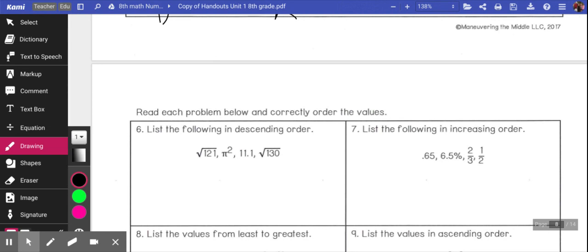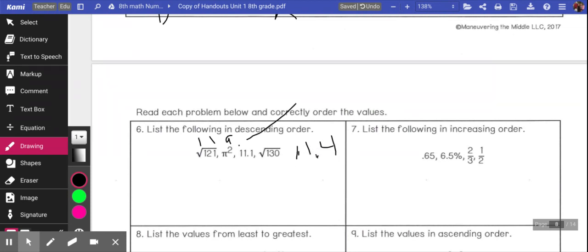So what I do is I make little notes. Like I know this is 11. I know this is 9 point something going on forever. And then the square root of 130, you can either estimate or you can do it on your calculator. So I'm going to do it on my calculator. And that is 11.4 something. It goes on forever because it's irrational.